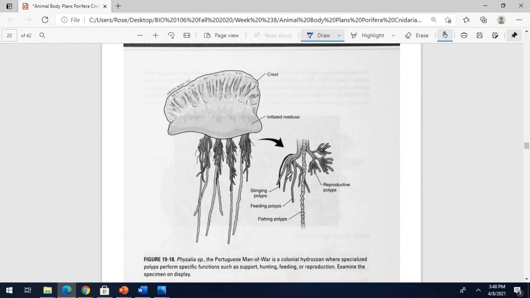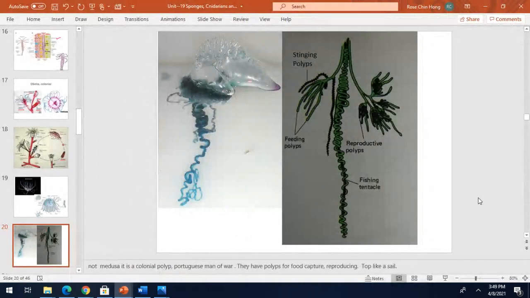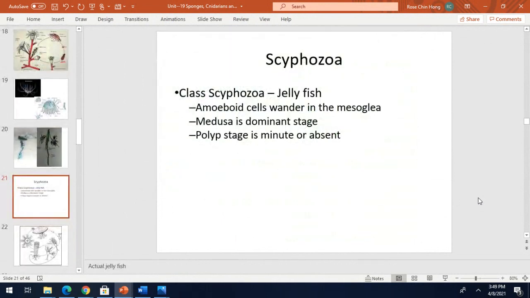All right. In class, we would have seen one of these in a container, in chemicals, sealed off. But this is a good representative schematic of our Portuguese man-of-war of the Physalia species. All right, so let us go back to our PowerPoint because there's so much we have to do in this unit, but I want to give you a lot of details to help you understand the material better, to study better, and do well in your exams.